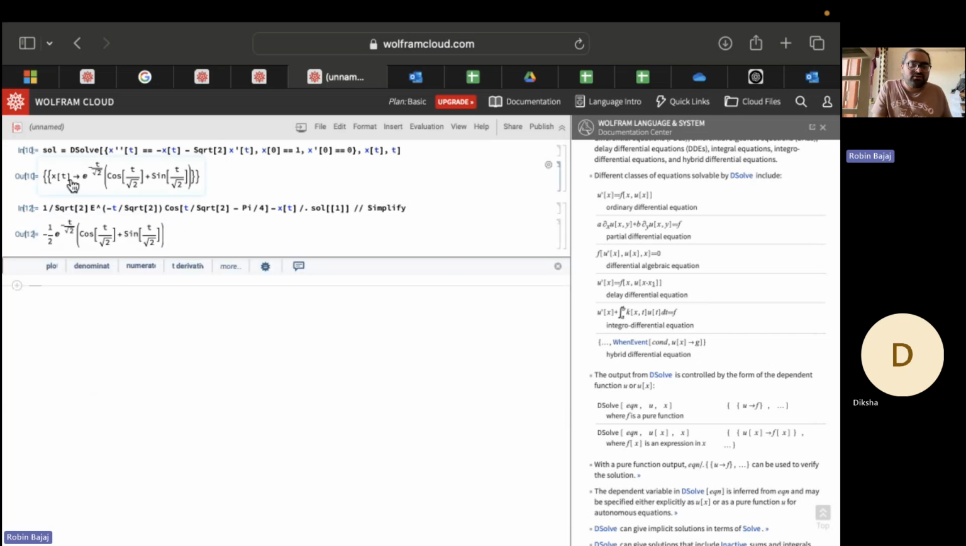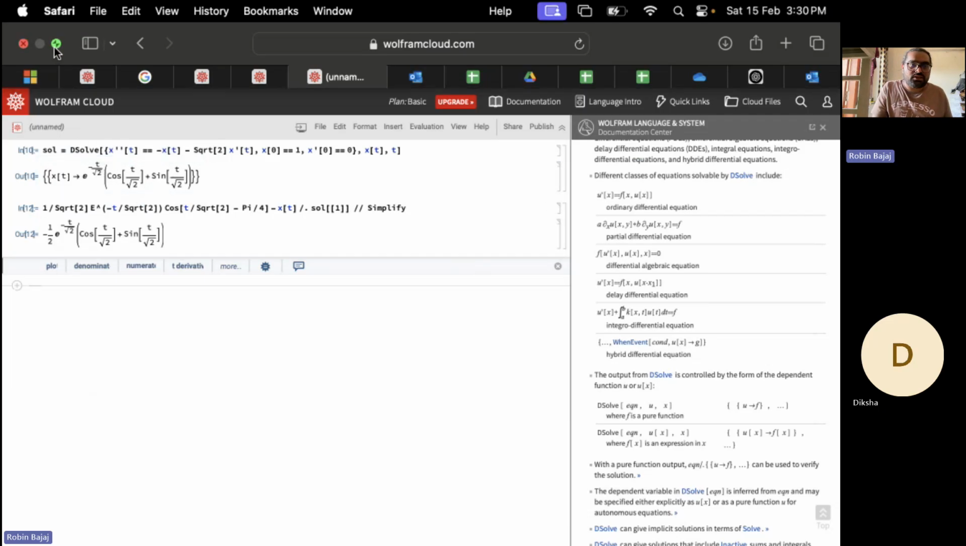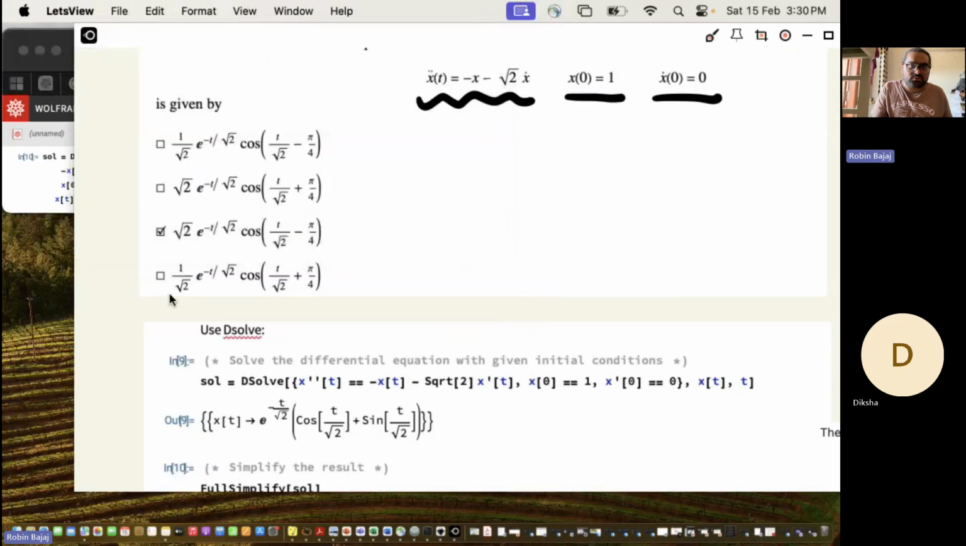Or what you could have done, you have the solution. You could have just simplified it in terms of the forms in which it is given in the options, like this. You do it for every one of these. Basically cos of A plus B, you use the formula and you will get the correct thing. So is that clear? First problem?